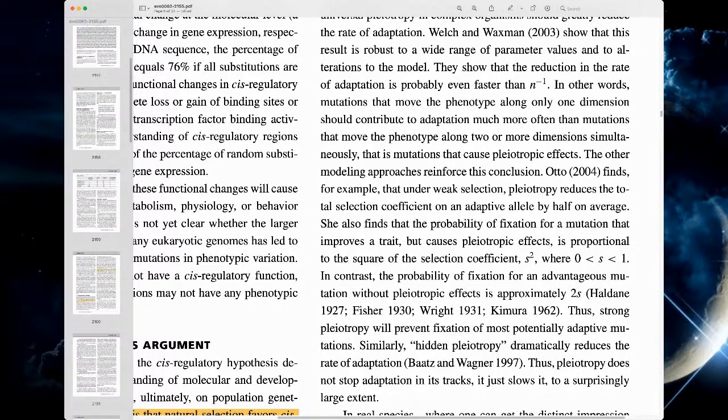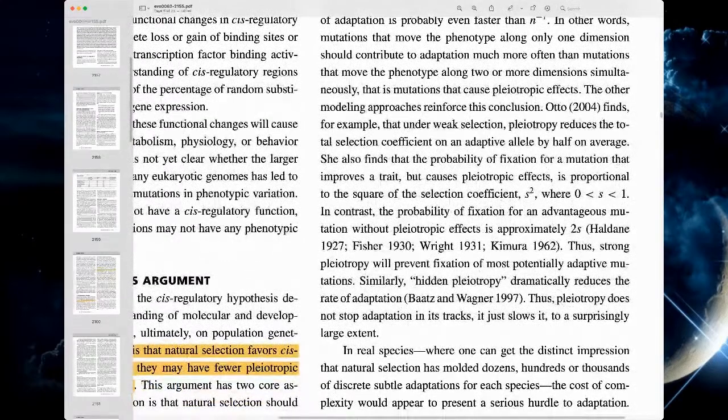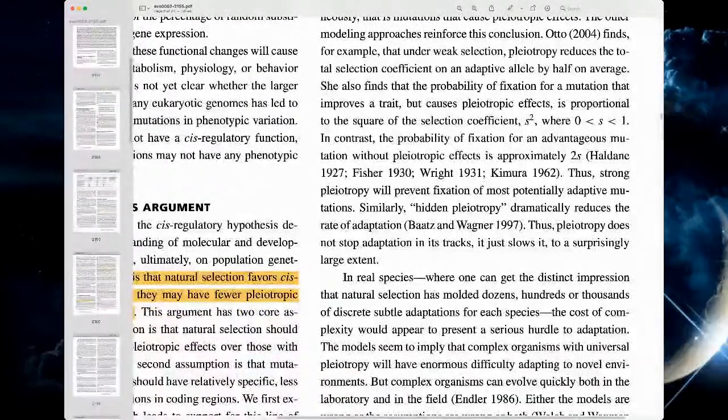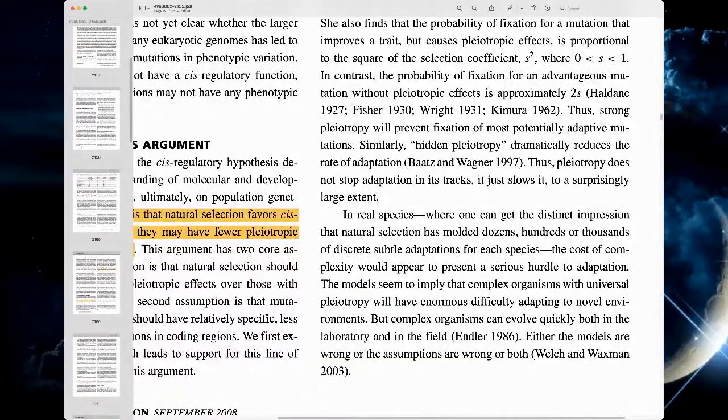So pleiotropy bad. That's kind of what they're saying. It can be problematic, unless, of course, it adds up the other way. It ends up beneficial on two different dimensions, or more than one dimension. And then we could have a sweep and a massive change, and maybe even saltatory evolution. I mean, it's possible, yeah.